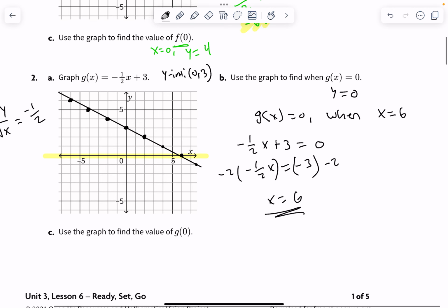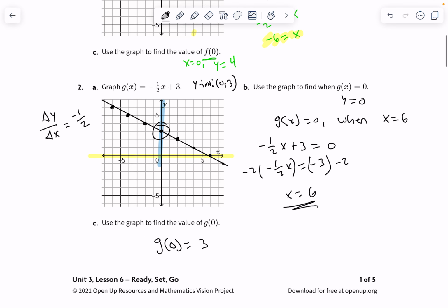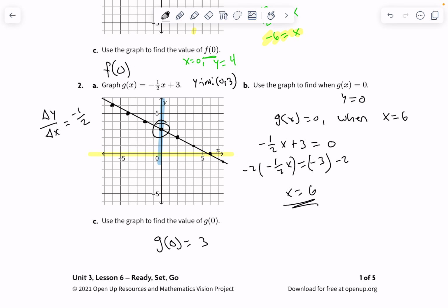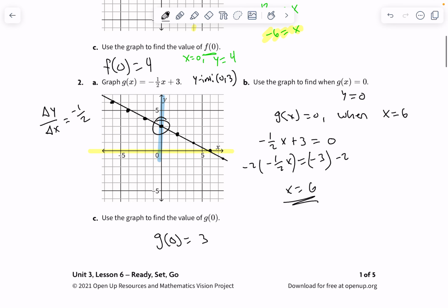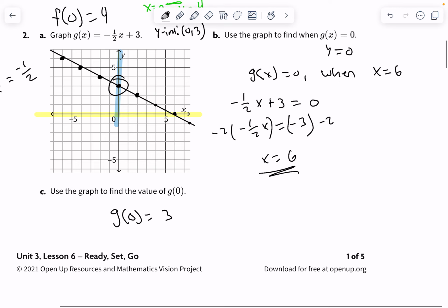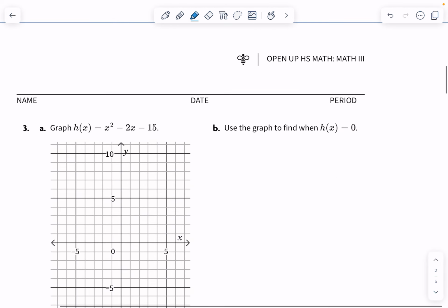Use the graph to find the value of g of 0. Again, this is when x is equal to 0. On our graph, x is equal to 0 right there. The point where it intersects is at 3. So g of 0 is equal to 3. Here, let's make it more clear. f of 0 is equal to 4. Okay, good.